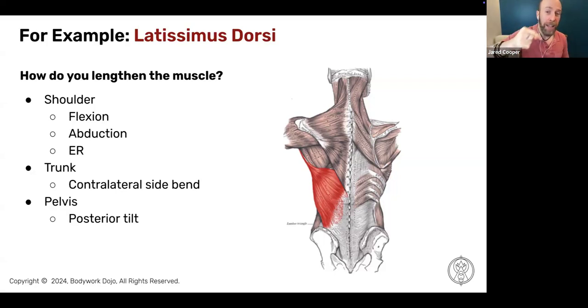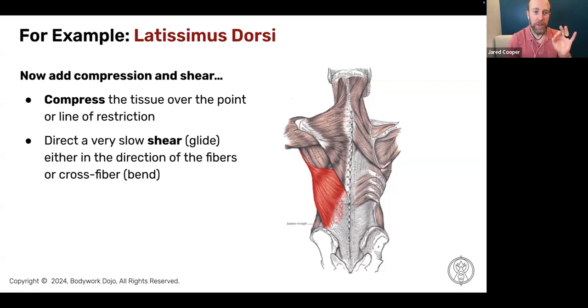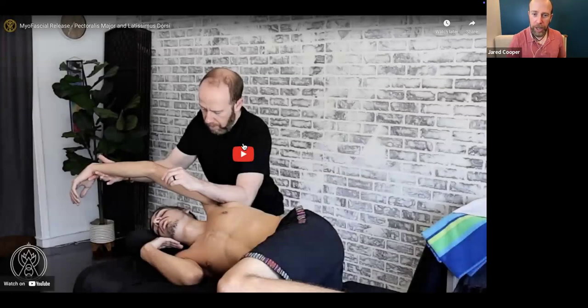Then I find the line of tension in that. I apply compression to the restriction and then direction. And that's how we get that super targeted input to the cells. All right, so add compression and shear. All right, so let's take a look at that in action.